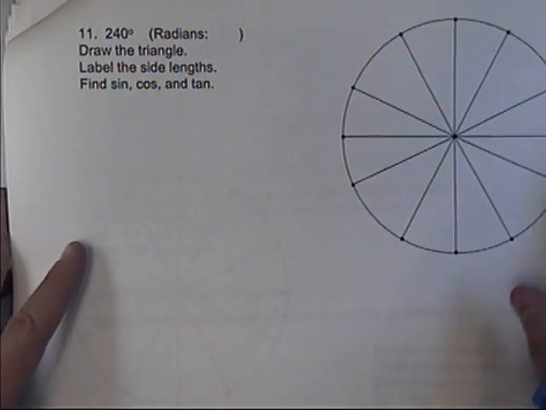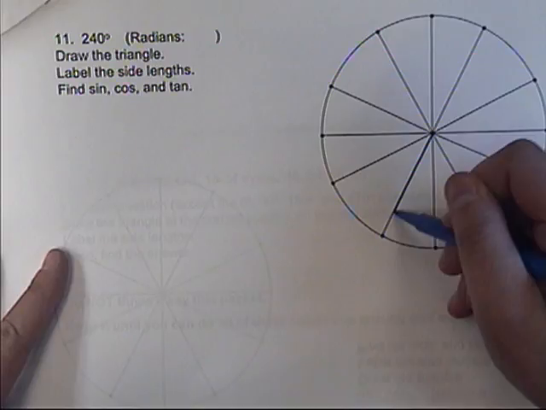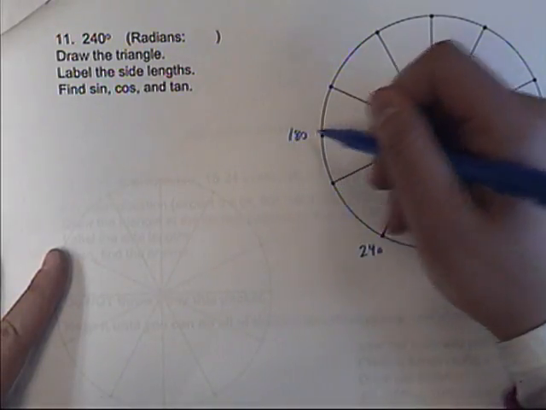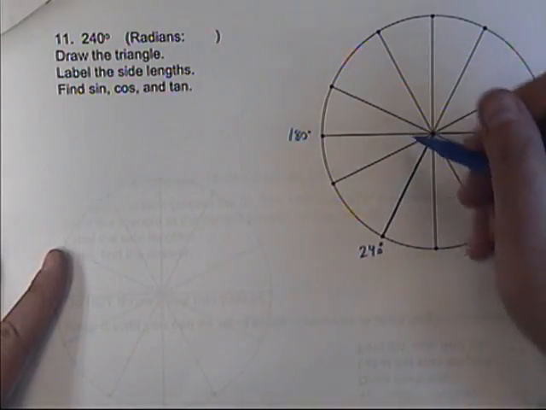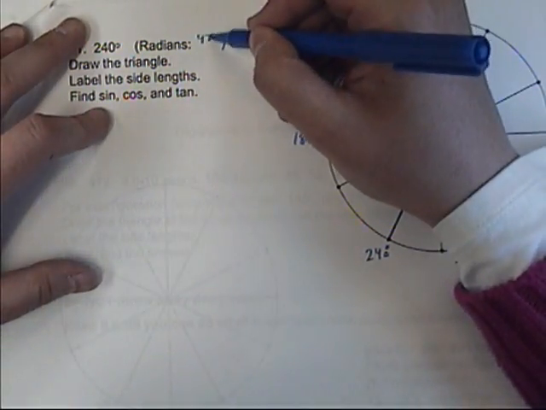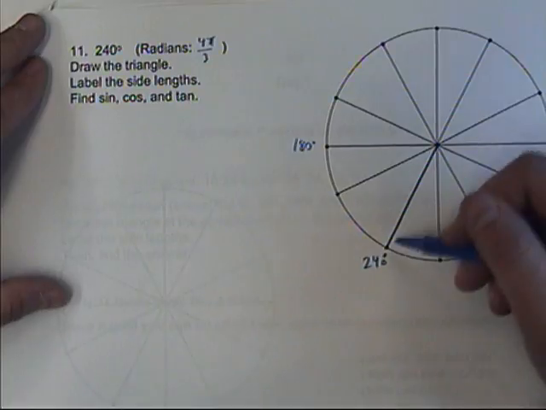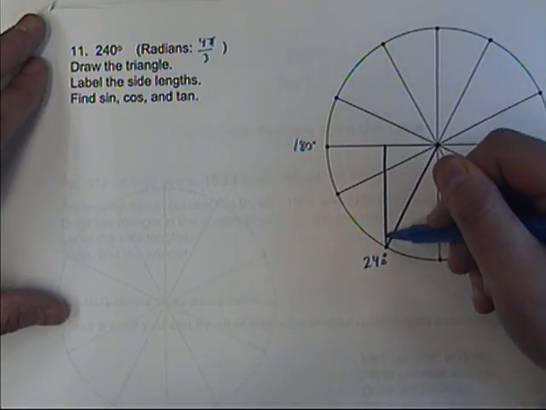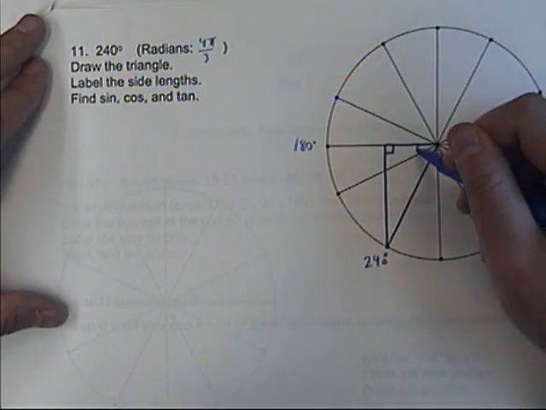All right, 240 degrees. Well, 240 is down here. Why? Because here's 180, and that's 60 degrees more than that, so that'd be down to here. So we draw our spoke. Oh, and by the way, that would be 4 pi over 3 radians. So we draw our spoke, we go to the end, and then we go towards the x-axis every time, and back towards the origin.